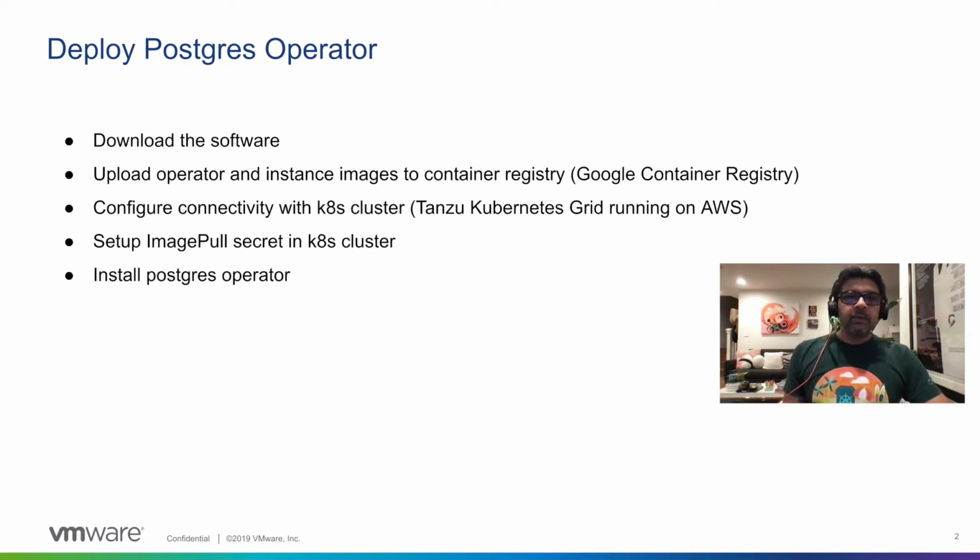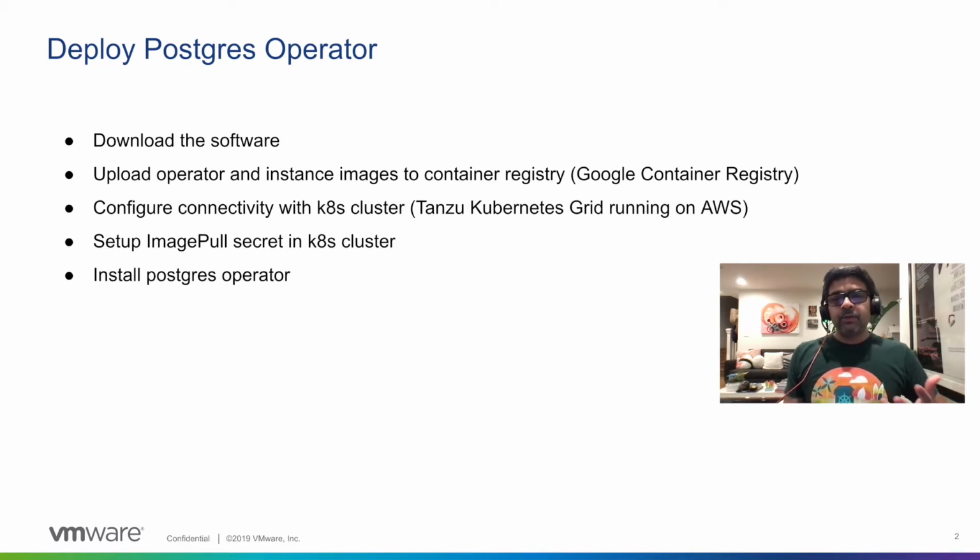In this demo, we are going to see how easy it is to deploy the Tanzu Postgres operator to a VMware certified Kubernetes cluster of choice. The steps here are laid out and they are very straightforward. First, you must download the software. The software is a Helm chart as well as two container images, so we must pick a container registry to use. In this demo, I am using gcr.io, or the Google Container Registry.